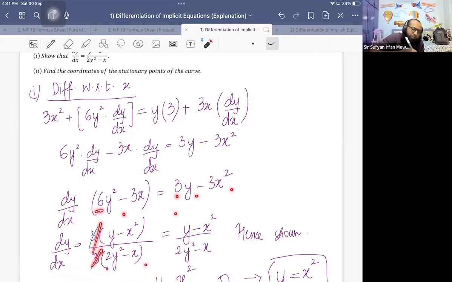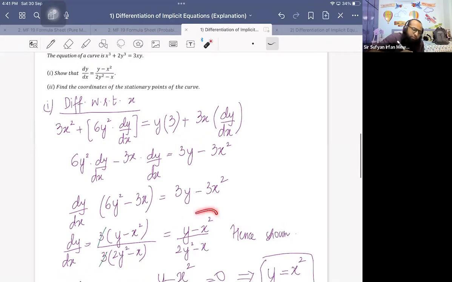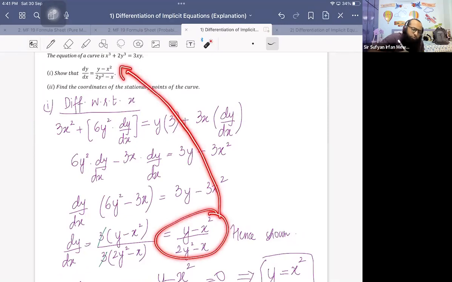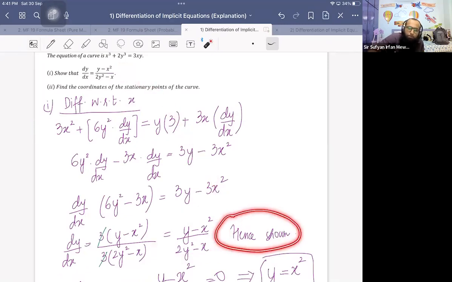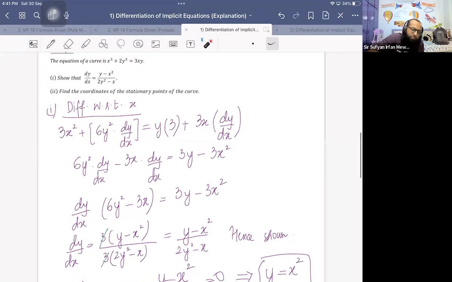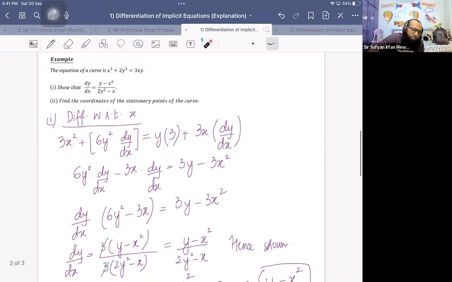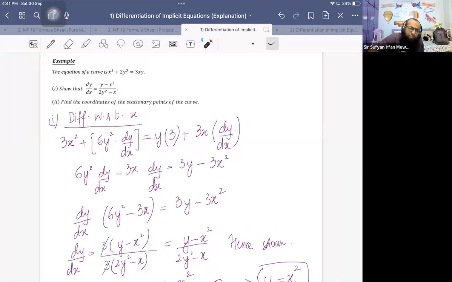3 and 3 got cancelled, and we have successfully reduced it to y minus x squared upon 2y squared minus x. And this was what we needed to show. So we have successfully shown part number 1. The entire process was already explained before as well. It's just a passable question that I've shown for your additional concept clarification.